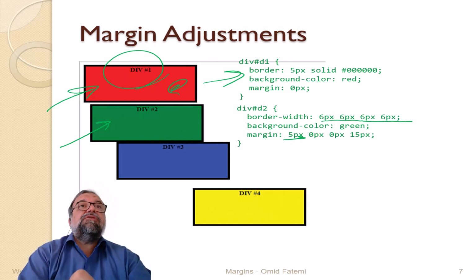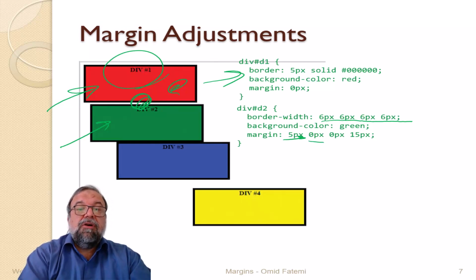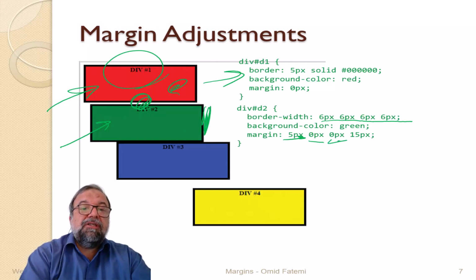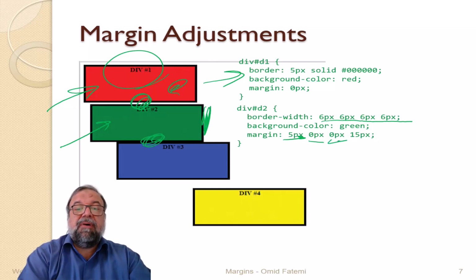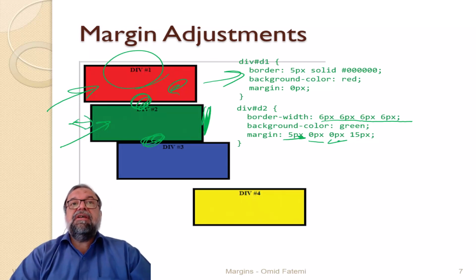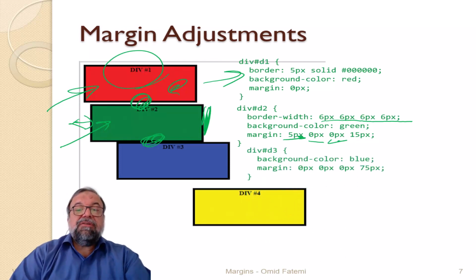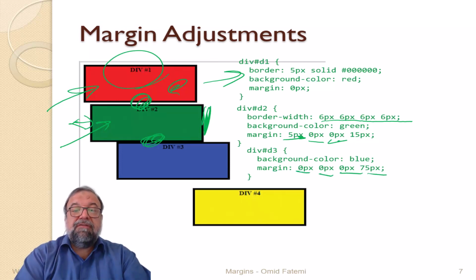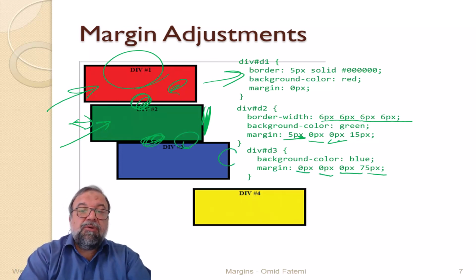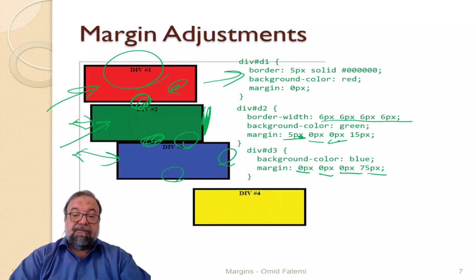So this 5 is for the top margin. Then we have 0, so it means that we have 0 margin at the right. Then we have 0, which means 0 margin for the bottom. And then we have 15, so we have 15 pixels for the left margin. Then we have number 3. In number 3, the margins are 0, 0, 0, 75. So 0 here, 0 here, 0 here, and 75 for the left.